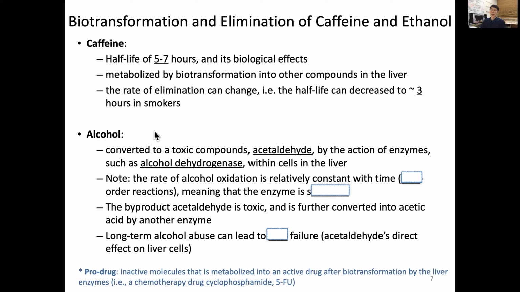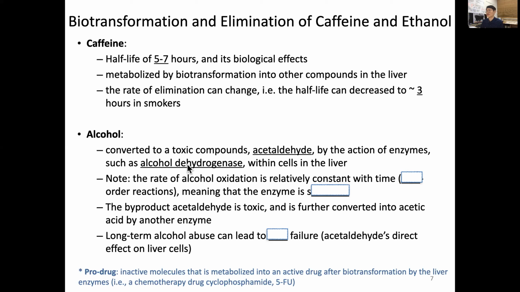My friend who is a smoker said it doesn't really matter whether it interferes with his sleeping or not. Now let's talk about alcohol. Alcohol is converted to a toxic compound called acetaldehyde by the action of enzymes such as alcohol dehydrogenase within cells in the liver.